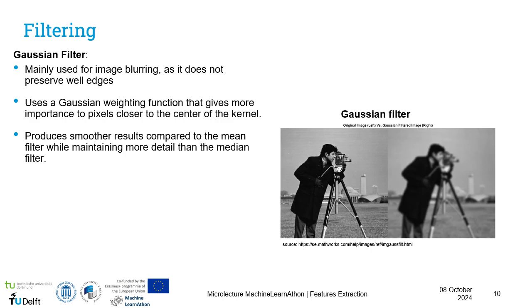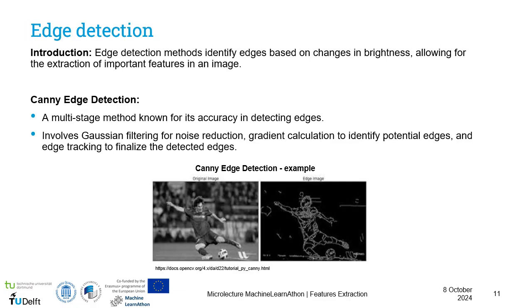Another filter we will cover is the Gaussian filter. This type of filter is not good for keeping edges, but is more used for blurring the image. Behind the Gaussian filter is a kernel that puts more weight on the center and lower weight on the edges, which produces a smooth, blurred image, as we can see in the example in the bottom right, where we have the original image on the left and the blurred image on the right after applying the Gaussian filter.